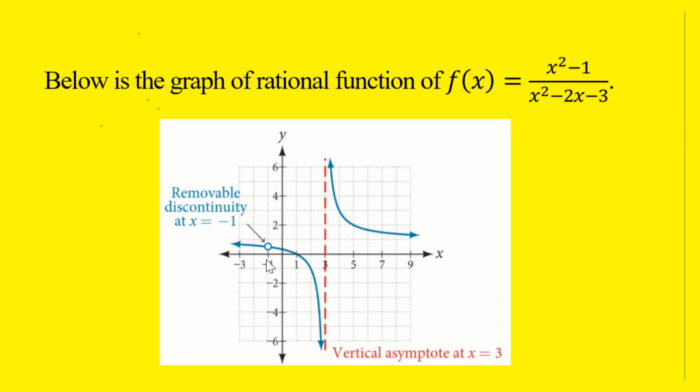We also see that there is indeed a hole at x equal negative 1. And so, remember, we can also refer to this as a removable discontinuity. So think about that's where the piece of the graph has been removed at x equal negative 1. And this is also where the graph is undefined. So undefined at the hole at negative 1 and undefined at this vertical asymptote at x equal 3.